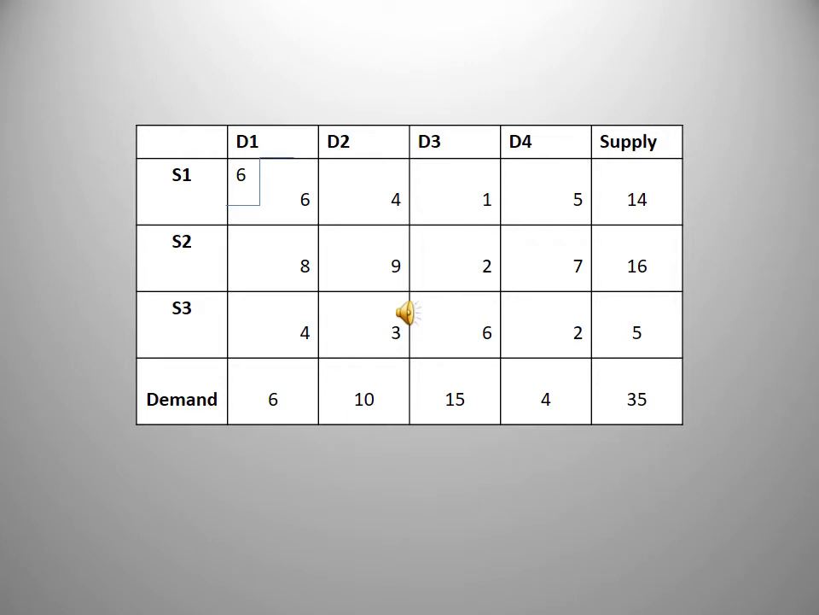The cell 1-1 is the northwest corner cell. The first allocation is made to this cell. Minimum of demand and supply corresponding to the northwest corner cell, 14 and 6, is 6, which is allocated in cell 1-1.